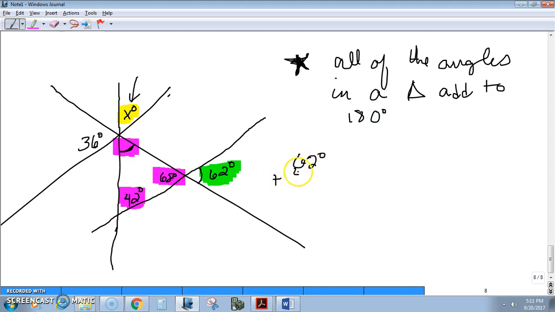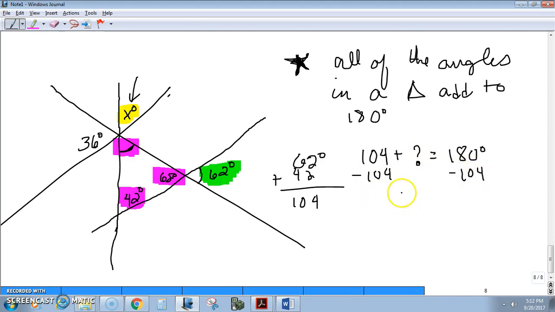So I have 62 plus 42. Those are the two I already know. That gives me 104. So the question is 104 plus some number I don't know is going to equal 180 degrees. You can do this in your head, right? You could try to count up in your head, or we just subtract 104 from both sides of this equation that I wrote. And you get my question mark. The number I need to know is equal to, I'm going to cross this out, make it a 7, so you can borrow. That's 10, that's 6, and 76 degrees. Okay, so I know that this angle has to be 76 degrees because 76 plus 62 plus 42 is going to be 180, so I can check myself there.